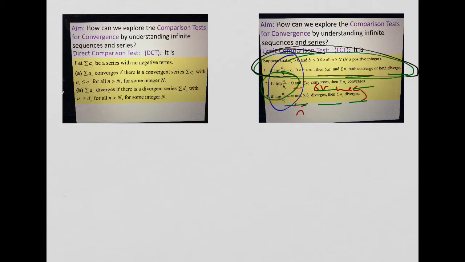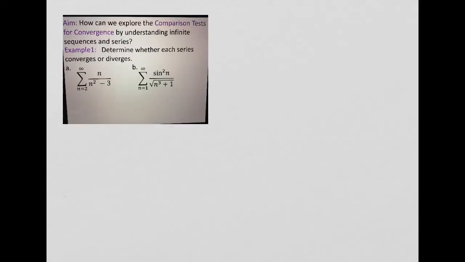First, we're going to do DCT, and then we're going to do LCT. These are the ones that we're going to do the direct comparison test for, and the next two we'll do the limit one. For the direct comparison test examples, we're going to take a look at a function like this: n over n squared minus 3. Make sure that you get a chance to copy this down: summation of n over n squared minus 3 from n equals 2 to infinity, still an infinite series.